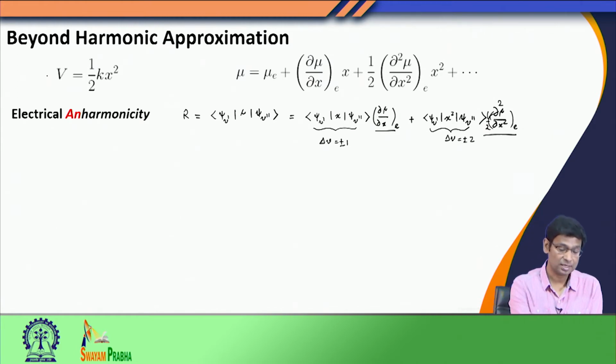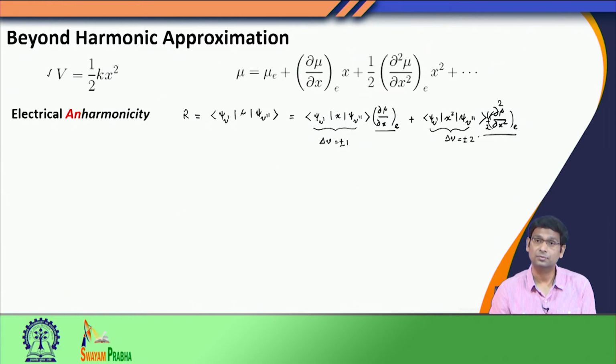So, even when we are considering the harmonic oscillator potential, if we expand our electric dipole moment beyond first order, that means taking second order, we can still see anharmonicity in the spectra. What do I mean by that? If the spectrum is completely harmonic, I will see only one band, that is from 0 to 1, and this band will appear at h bar omega, which was called the fundamental band in the last class.